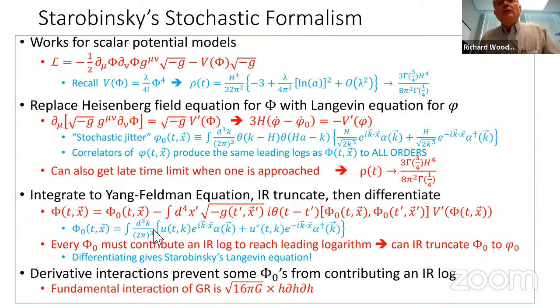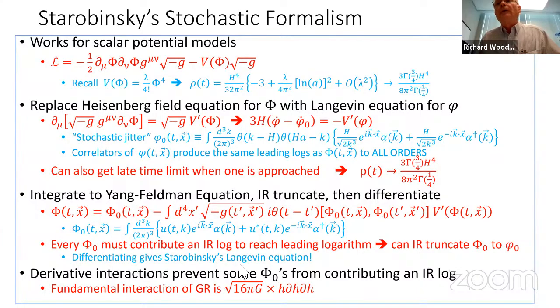The key insight that makes this proof work is that in order to reach leading logarithm order, each of the phi naughts has to contribute a logarithm. Those logarithms come from the infrared sector of the mode sum. And what that means is that you'll change the theory completely if you truncate phi 0 to be just the infrared modes, but you'll preserve the leading logarithm results.